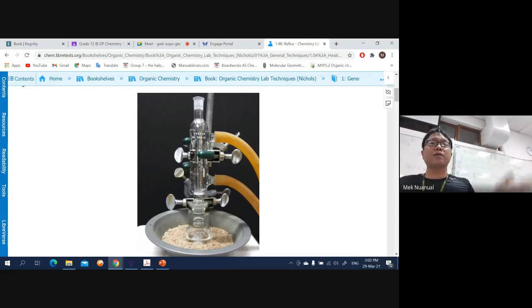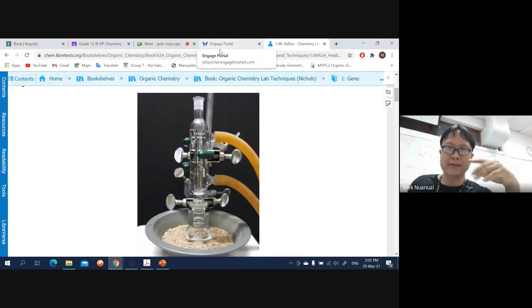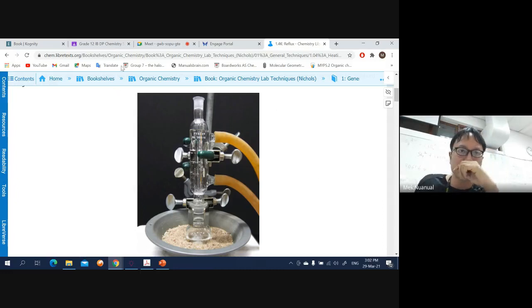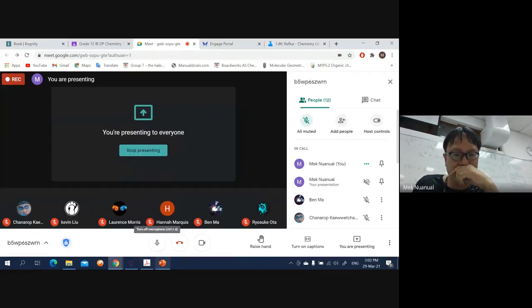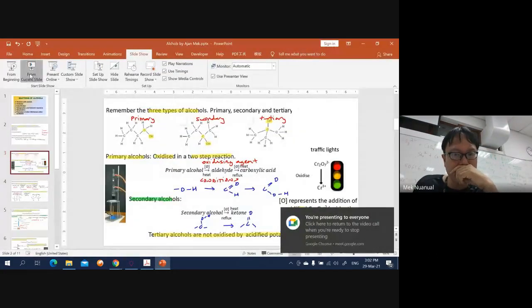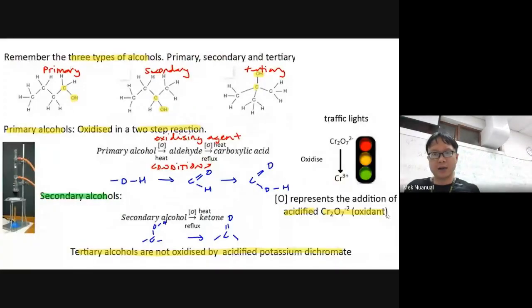Basically all it is, is a vertically aligned condenser. Usually it should be horizontal, but here it's flipped. You boil it to a point where the gas condenses into liquid, and it's just like a cycle, okay? We'll get to the reflux in more detail later. Right, let's go back to my PowerPoint again. Can you still see the screen?